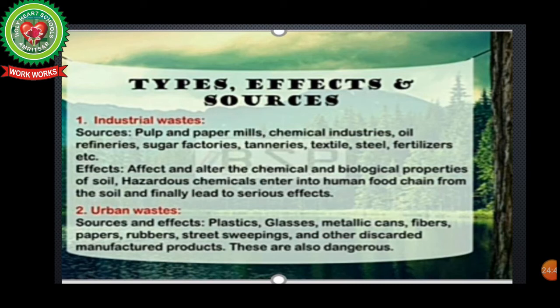Harmful effects of it are that it affects and alters the chemical and biological properties of soil. Hazardous chemicals enter into human food chains from the soil and finally lead to serious effects. It may also cause the death of the humans or the animals or the plants. Urban waste, that is the waste from the cities. Sources and effects: plastics, glasses, metallic cans, fibers, papers, rubbers, street sweepings, and other discarded manufactured products. These are also very dangerous.